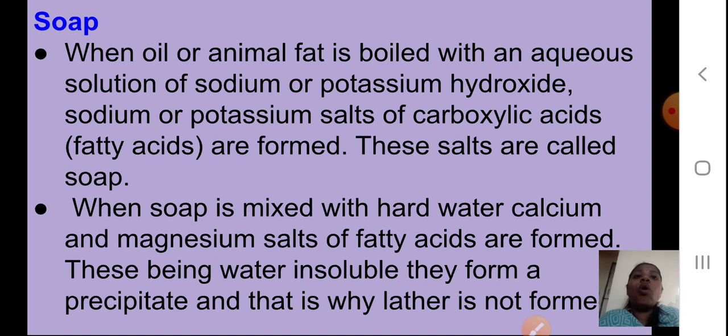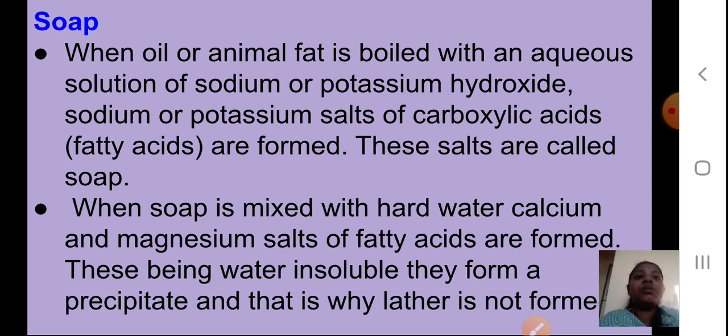No. So when oil or animal fat is boiled with an aqueous solution of sodium or potassium hydroxide, sodium or potassium salts of carboxylic acids, that is fatty acids, are formed. These salts are called soaps. Okay students, you will remember the definition type only. Explain what soaps are. When oil or animal fats are boiled with an aqueous solution of sodium or potassium hydroxide, sodium or potassium salts of carboxylic acids, that is the fatty acids, are formed. These salts are called soap.